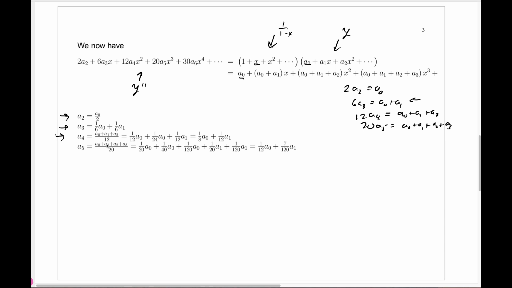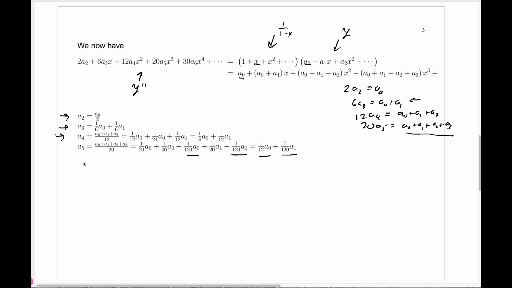a5 similarly is a naught plus a1 plus a2 plus a3 over here, divided by 20. That's a 20th a naught plus a 20th a1 plus a2 over 20, which gives you a 40th a naught, plus a3 over 20, and remember a3 is this, so that a3 over 20 gives you a naught over 120, this part, plus a1 over 120, this part. So when we add those all together and simplify a bit, a5 is just 1/12 a naught plus 7 1/20ths a1.